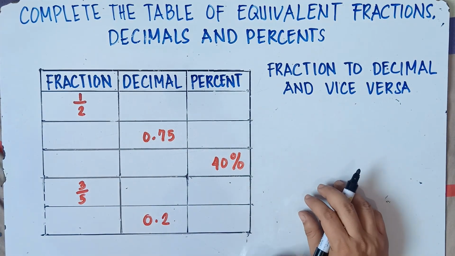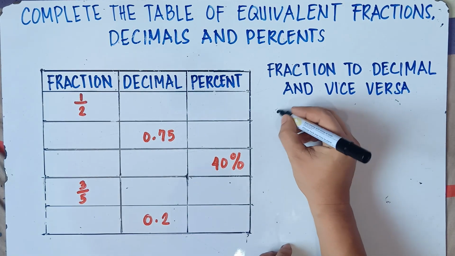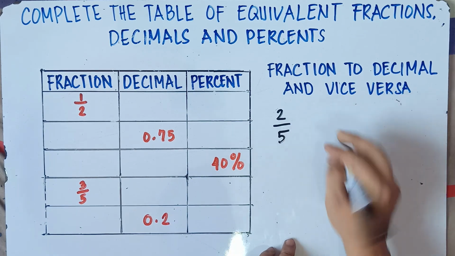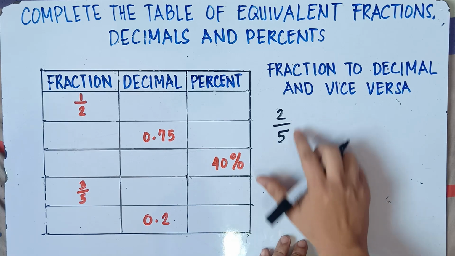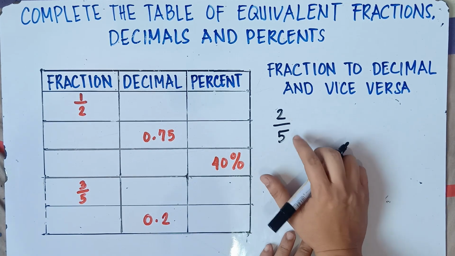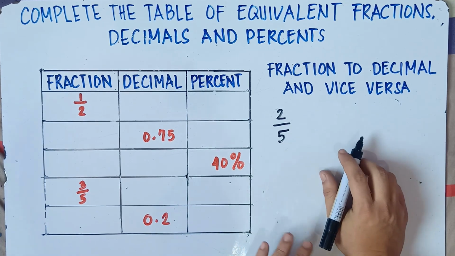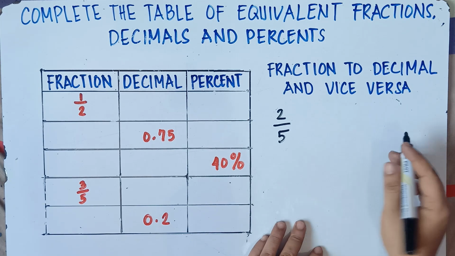Alright, so let's start. Once again, converting fraction to decimal. So let's start with 2 over 5. So we have a fraction 2 over 5. How will you convert this one into decimal? So to convert this one into decimal, if you're using your calculator, just simply divide 2 divided by 5 and then you will get the answer. Once again, if the teacher will not allow you to use a calculator, you need to do it like this.